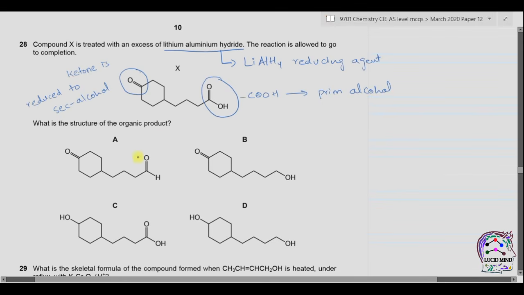Let's see which of these four options are correct. In part A they haven't changed the ketone, so this is wrong. In part B the ketone is not changed. In part C the ketone is converted into a secondary alcohol, this is correct, but the carboxylic acid remains as it is, so it is wrong. Now part D, secondary alcohol and primary alcohol. So the answer is part D.